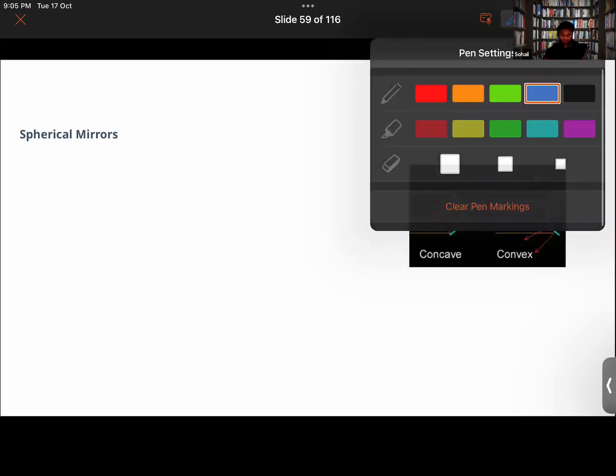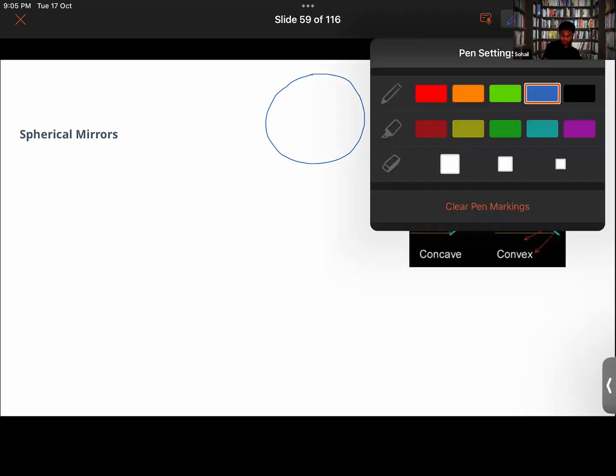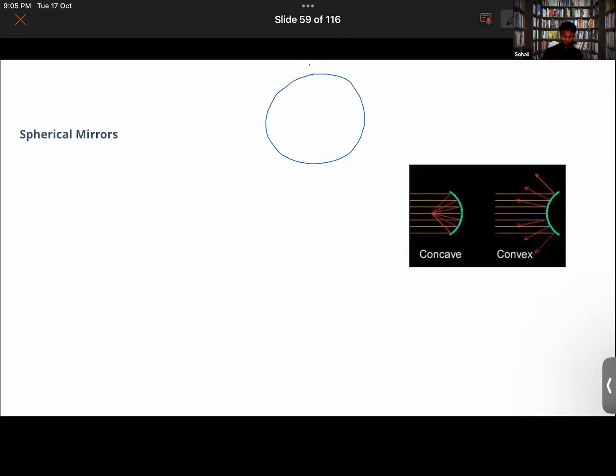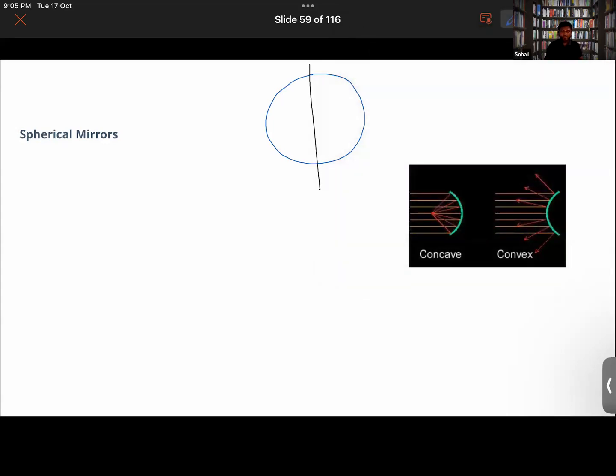For example, if I were to have a complete spherical surface like this, and suppose I were to cut it into half, I will be getting two mirrors out of it. This part number one, or this part actually.